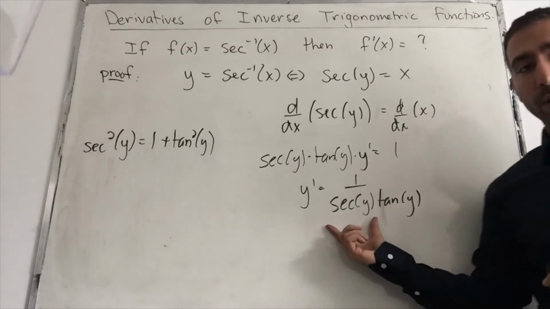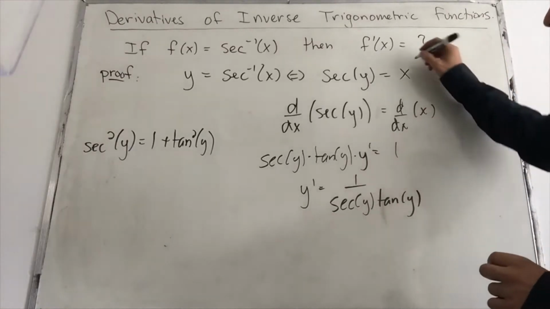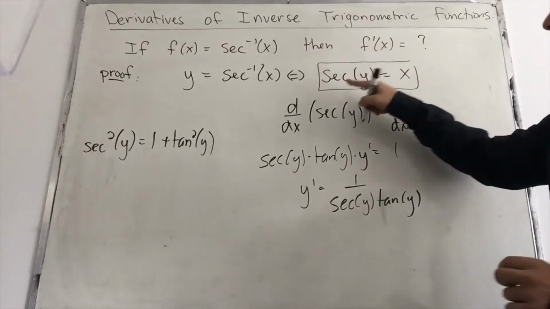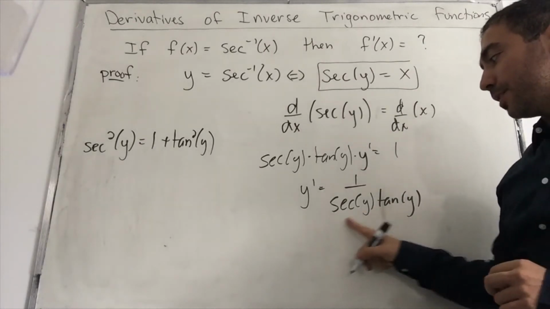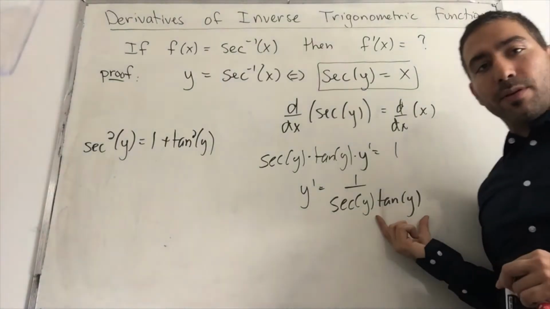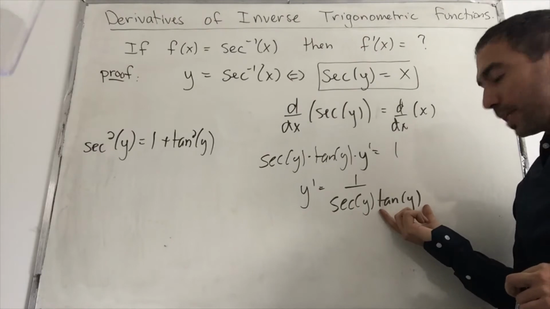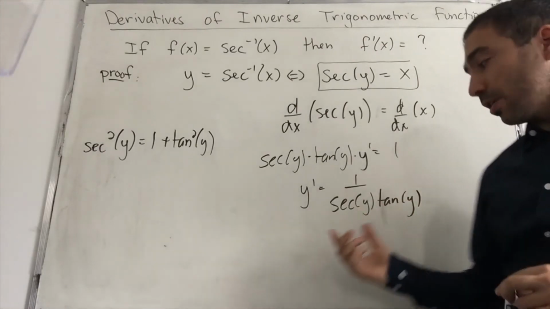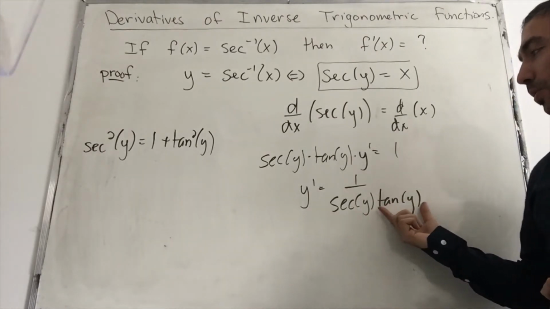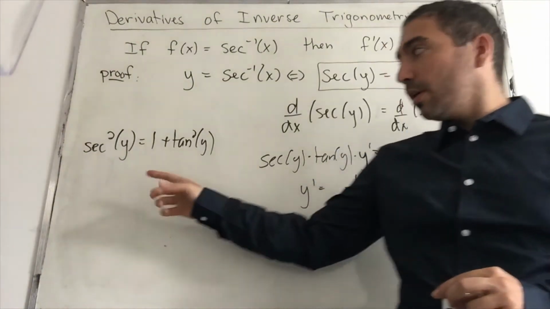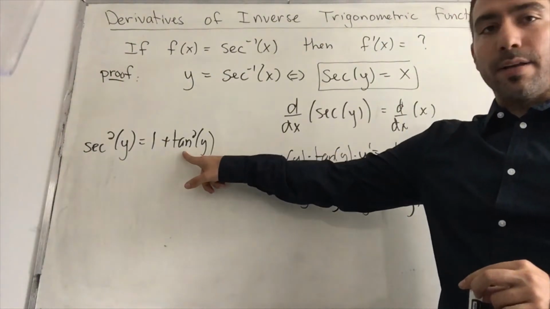So secant y is okay. We have no issues here because we have the relationship that secant y is just equal to x. So this piece here is equal to x. What we have to do is figure out how to substitute or replace the tan solely in terms of x, not in terms of y. So to do that, we have to apply this property here once more, and we're going to isolate for tan.